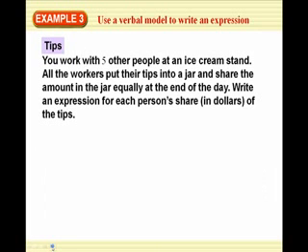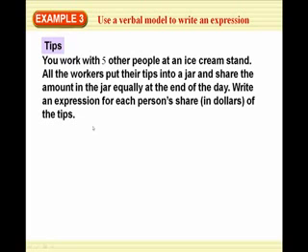Okay. Using a verbal model, it says you work with 5 other people at an ice cream stand. All the workers put their tips into a jar and share the amount in the jar equally at the end of the day. Write an expression for each person's share in dollars of the tips. So how many people are you sharing it with? You're sharing it with 5 other people, so you're also included. So that's 6.